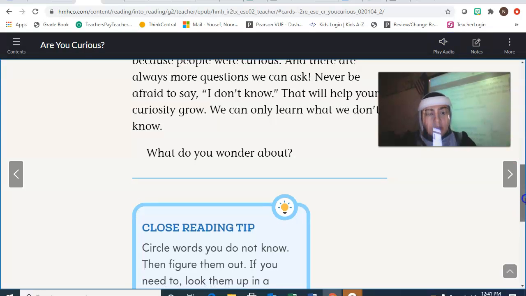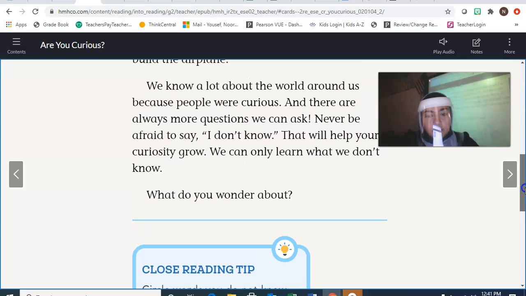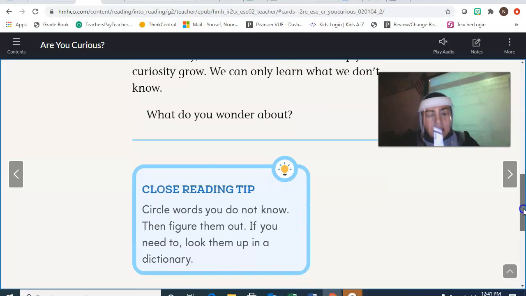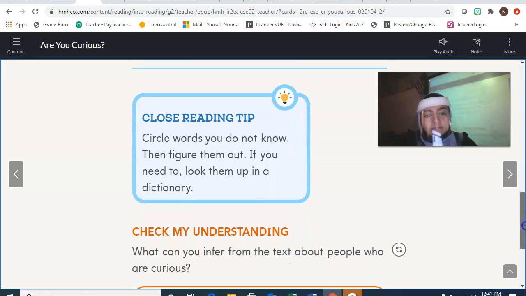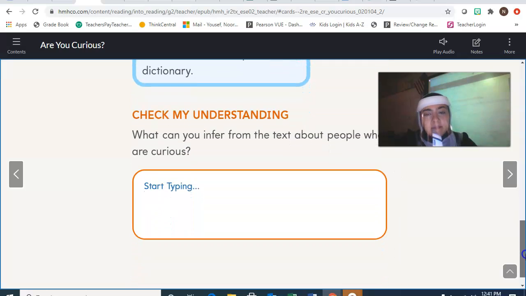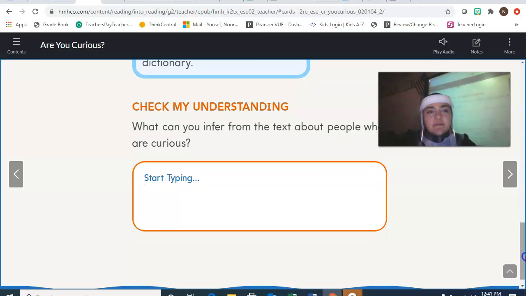Very good. What do you wonder about? Okay, so we can only learn what we don't know, right? So what do you wonder about? Does anybody wonder? Bernaya said she's curious or she wonders about the butterflies and the unicorns if they're real. Yep. Anybody else curious about anything?